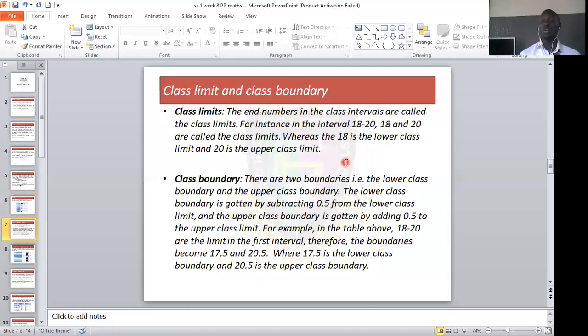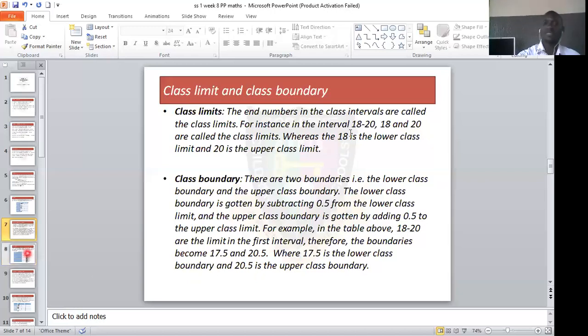So class boundary is also gotten from your class limit or your class interval. You subtract the lower class limit by 0.5 and add 0.5 to the upper class limit. From the first class interval, we have 18 to 20. 18 is the lower class limit, subtract 0.5, you get 17.5. And 20 is the higher class limit, add 0.5, you get 20.5. That's why 17.5 is the lower class boundary and 20.5 is the upper class boundary.